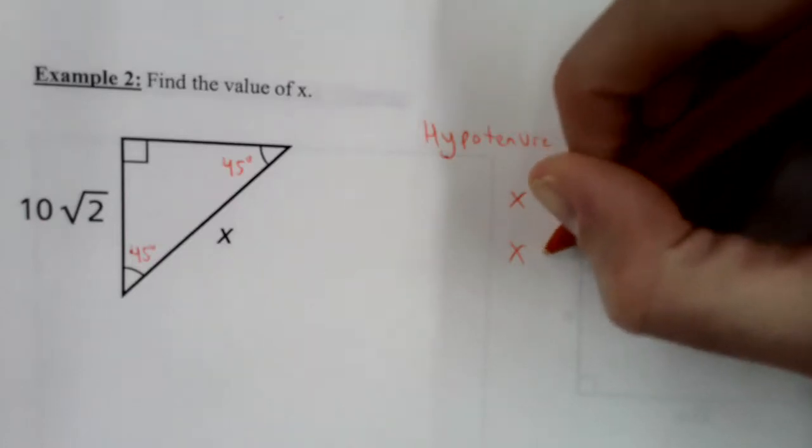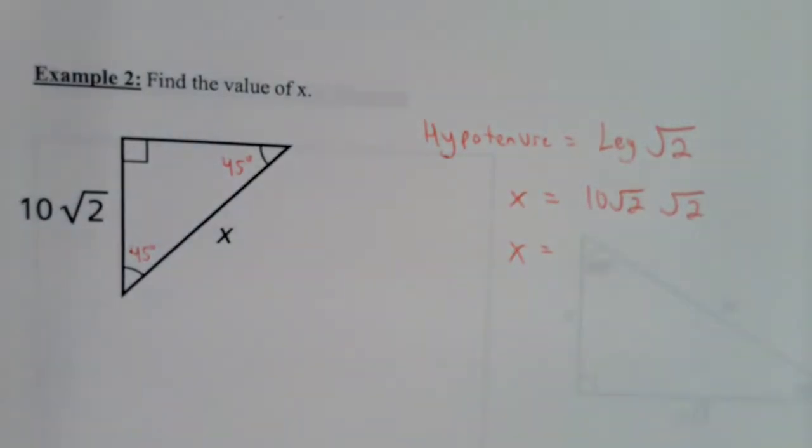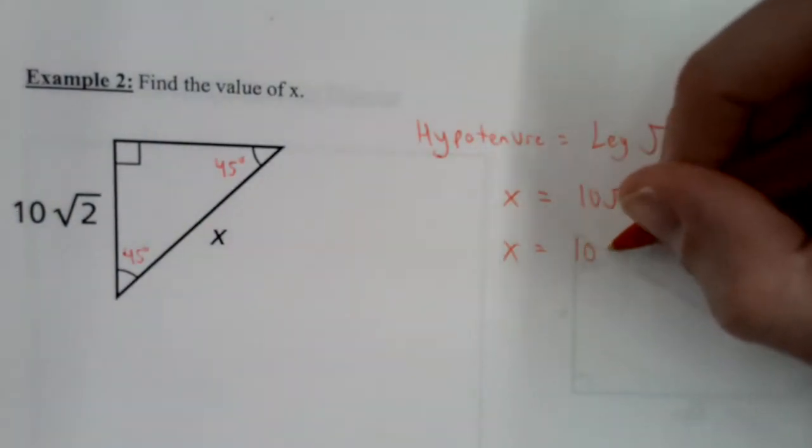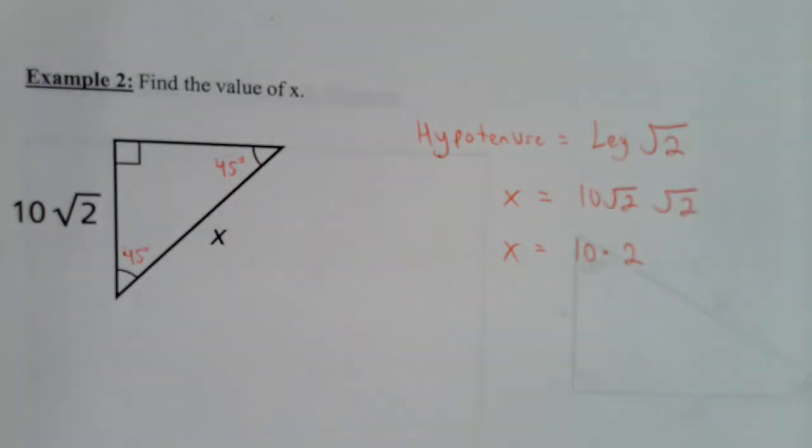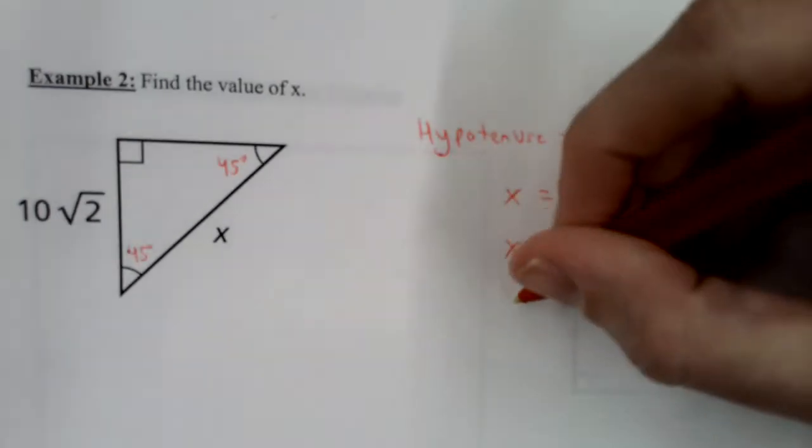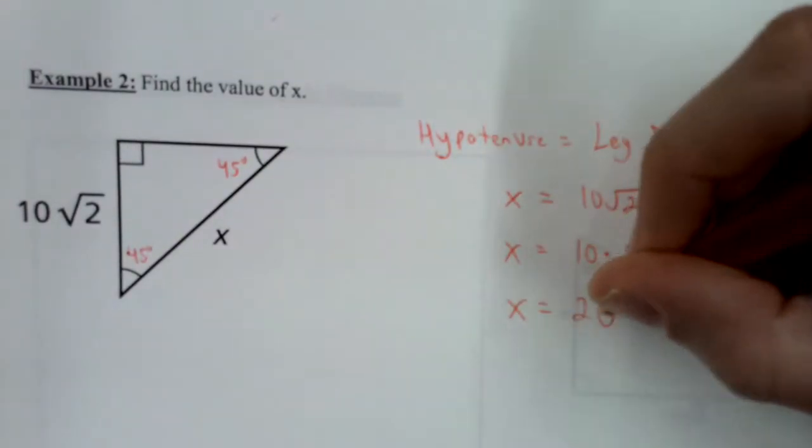And you should know what the square root of 2 times the square root of 2 is. Off the top of your head, it's just 2. Okay? The square root of any number times the square root of the same number is just the number without the square root. So if I said the square root of 2 times the square root of 2, that's 2. The square root of 7 times the square root of 7 is 7. The square root of 18 times the square root of 18 is 18, and so on. So 10 times 2 is 20.